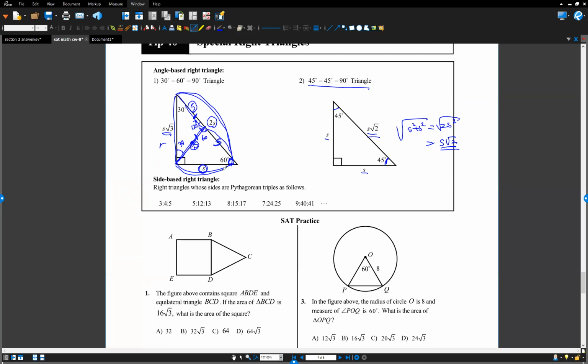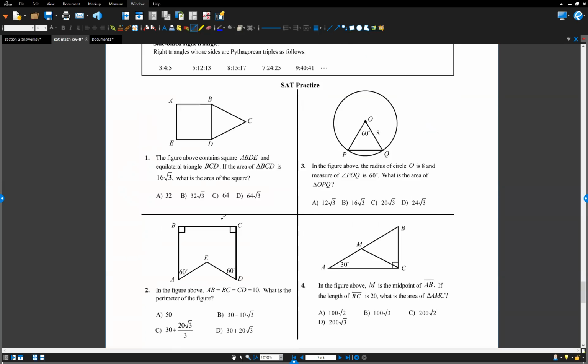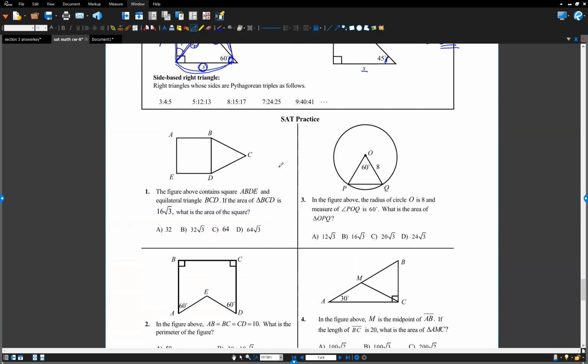All right, now we're gonna have some practice over here. Try number 1. Triangle BCD is an equilateral triangle. This angle is equal.